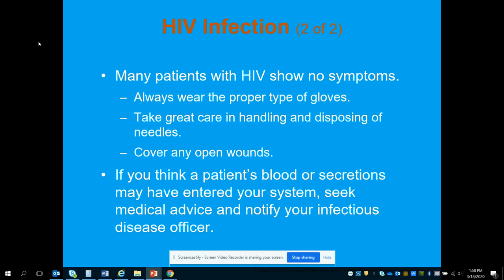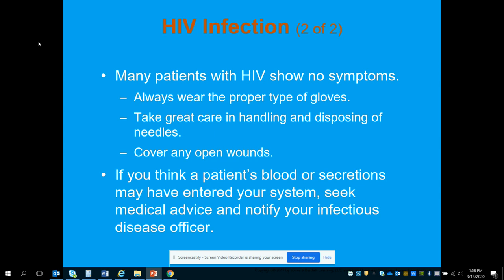That would be one of the only ways for you to come into contact with that infection, is with a dirty needle stick. And also if you have any open wounds, to cover them prior to coming to work. If you think a patient's blood or secretions may have entered your system, you want to seek medical advice and notify your infectious disease officer.